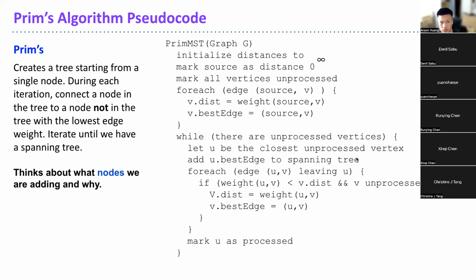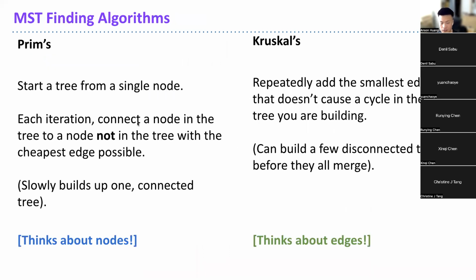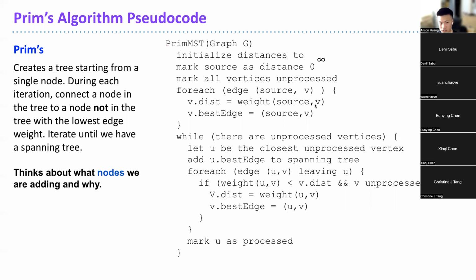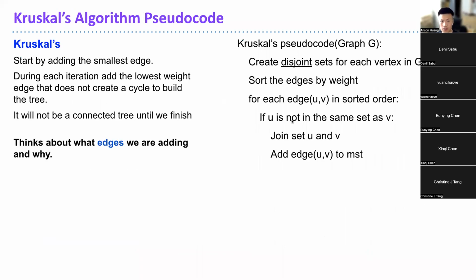And here's a bunch of pseudocode for Prim's. Not going to go over it too much. The high level idea is all in here. This is just the pseudocode for it. Kruskal's, again, here's some pseudocode for it. And look at that, disjoint sets. So with Kruskal's, it actually uses disjoint sets for each vertex in G. And we'll be showing an example of how disjoint sets are actually used for Kruskal's in a few slides.